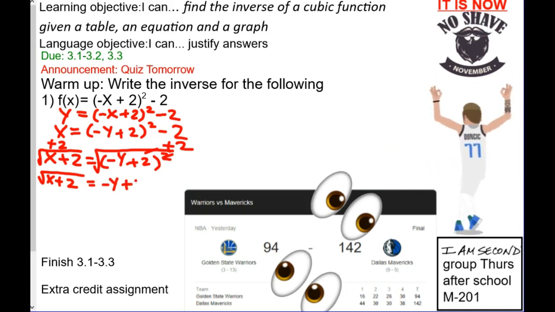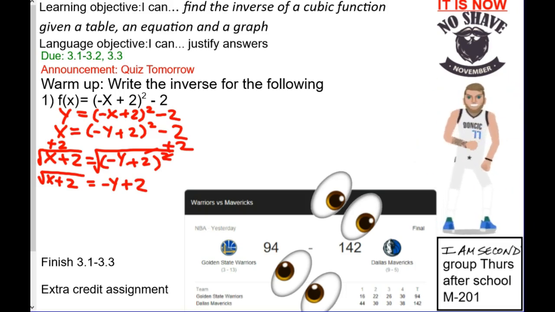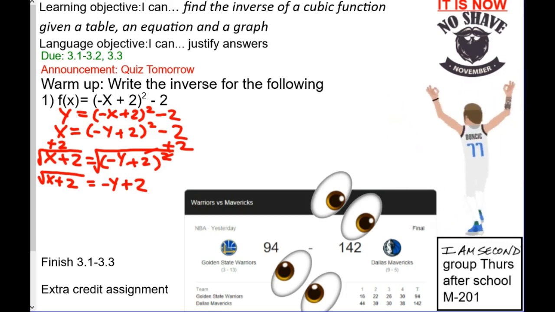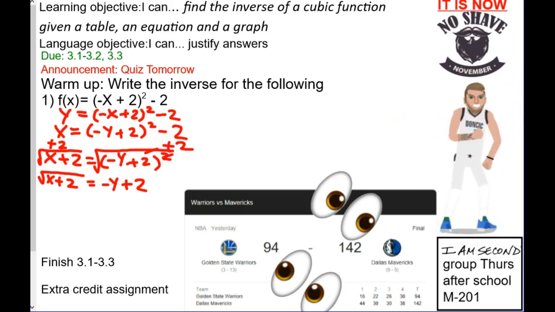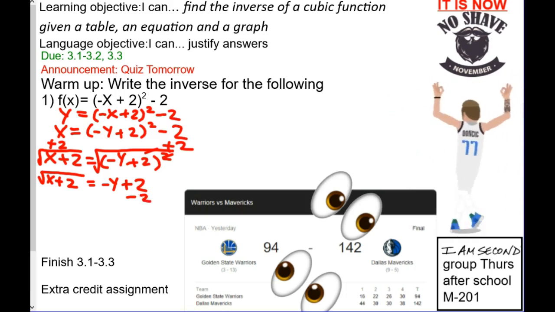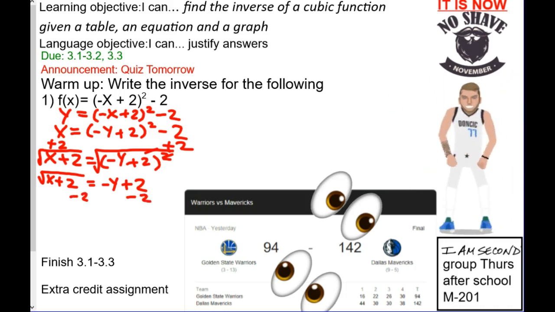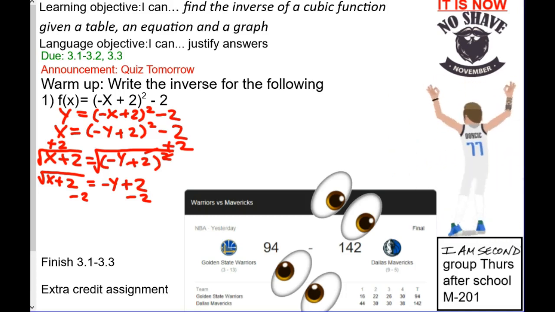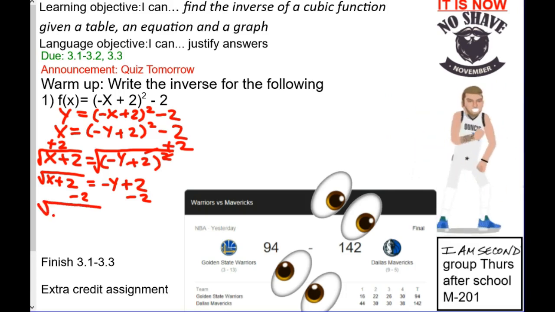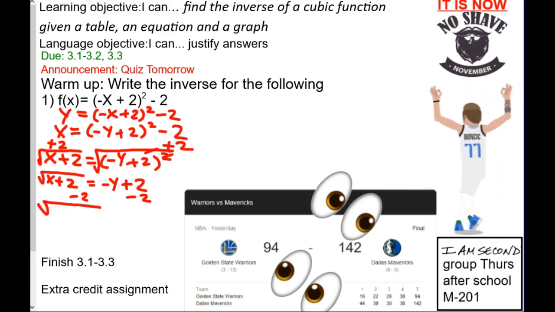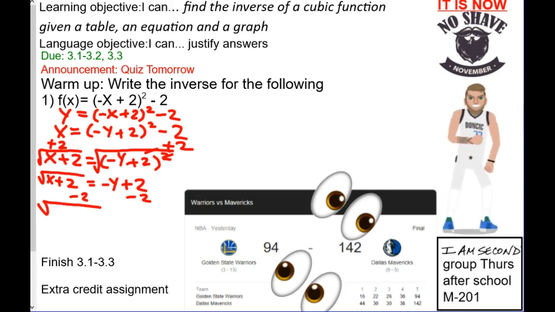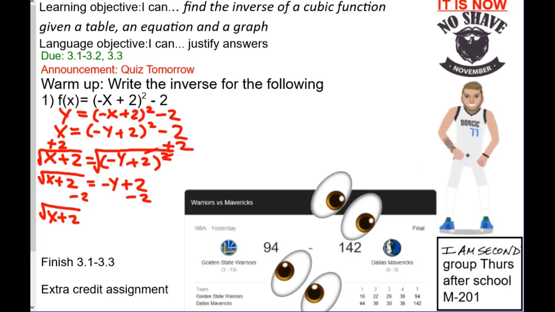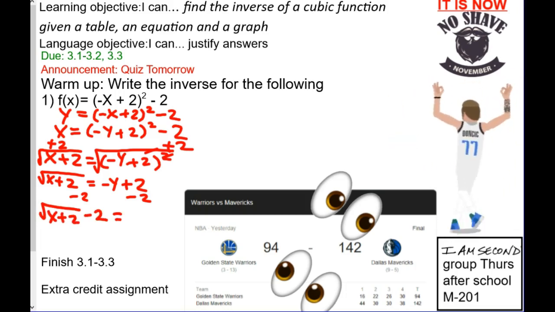plus 2. Now, do I get rid of the negative or the plus 2? The plus 2. Okay, how do I get rid of the plus 2? Now, we know, right, that this plus 2 and minus 2 don't combine, right? So, when we rewrite it, square root of x plus 2, then there's a minus 2 after that, equals negative y.